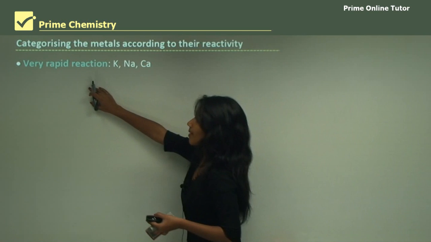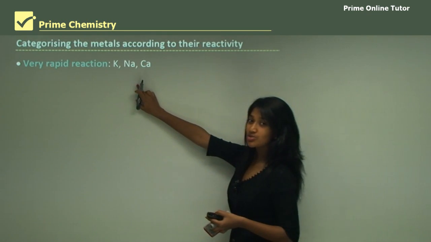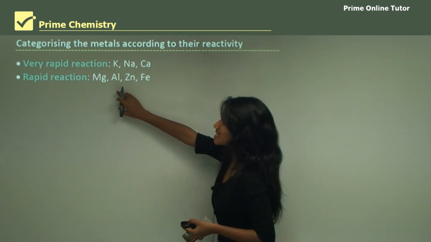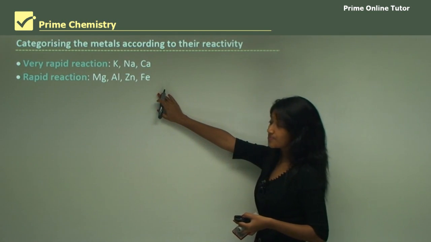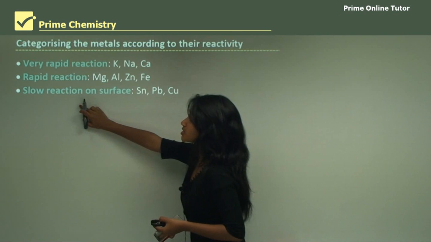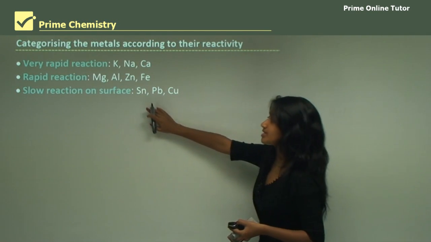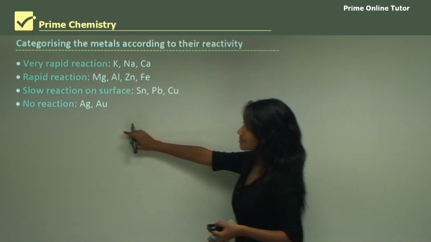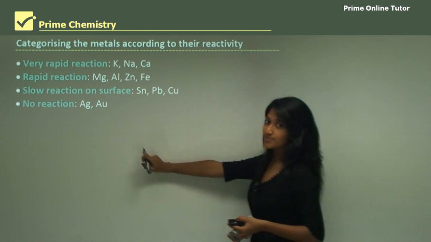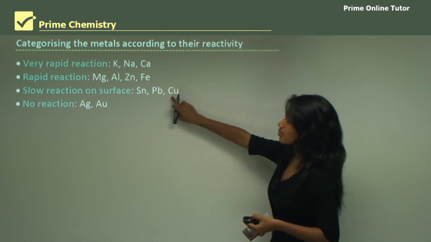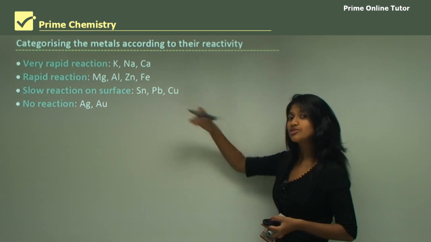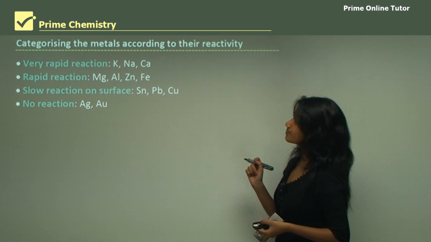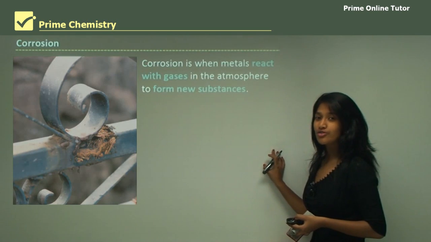We have very rapid reactions happening with potassium, sodium, calcium. Then we have rapid reactions happening with magnesium, aluminium, zinc, and iron. Then we have slow reactions on the surface happening with tin, lead, and copper. And we have no reactions happening with silver and gold. So these chemical formulas are found in the periodic table, so you can link them or correspond them to their actual name.